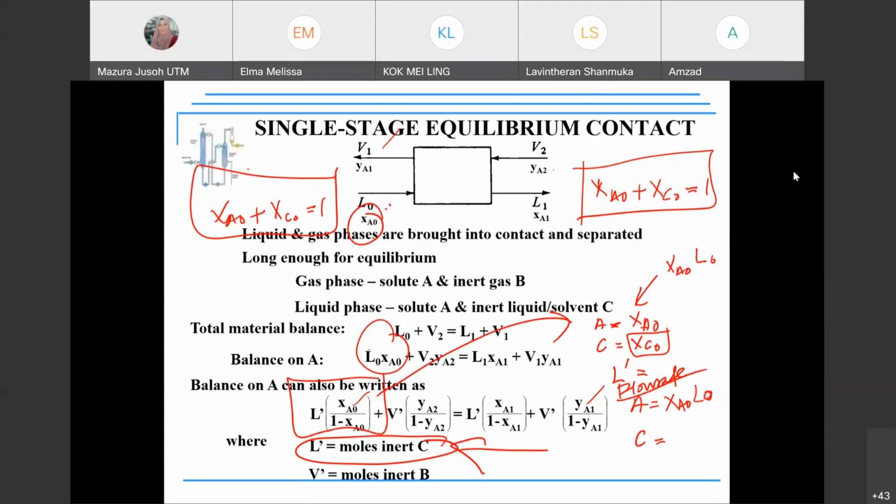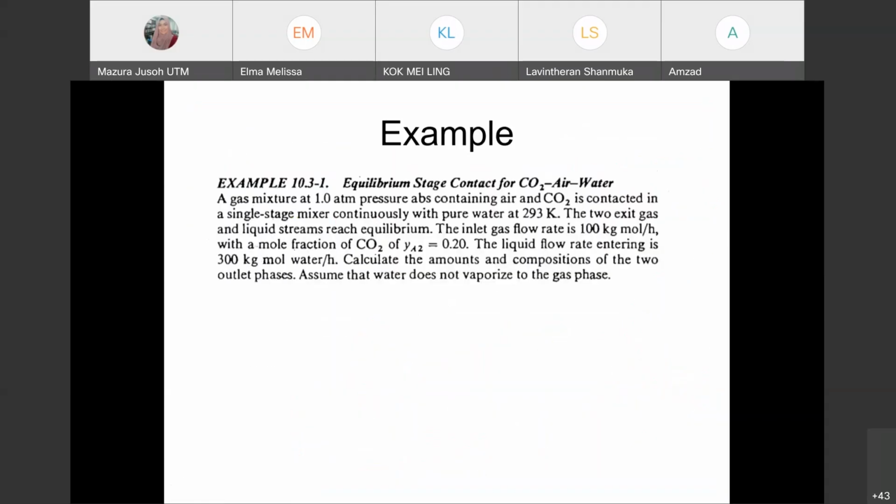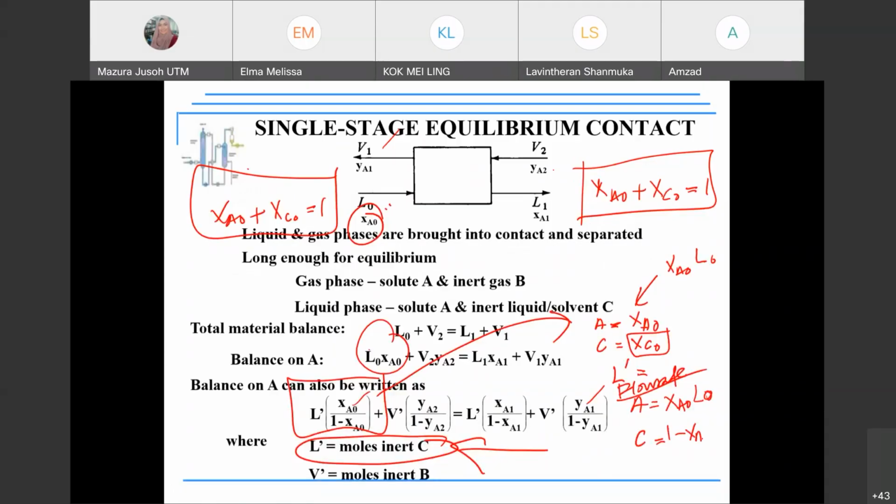Mailing. So C will be bracket 1 minus XA naught times L naught. Okay, so thank you, mailing. Good. So if you know this fact or this equation where XA naught plus XC naught is equal to 1, then you will have 1 minus XA naught as the XC. So XC naught will be equal to 1 minus XA naught, right?